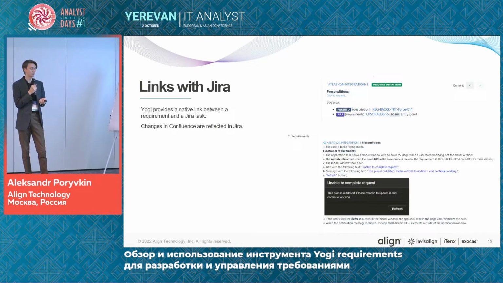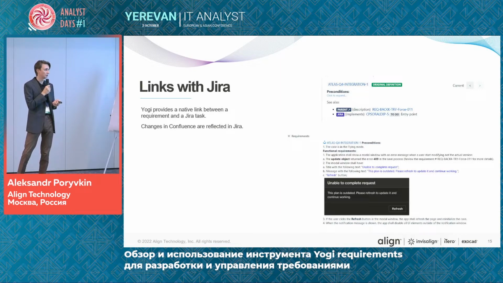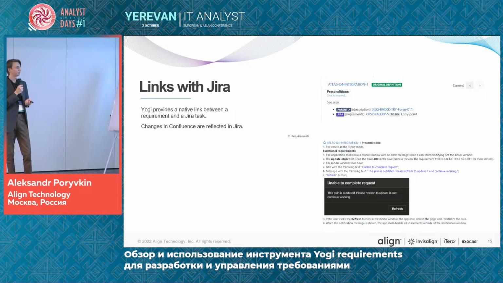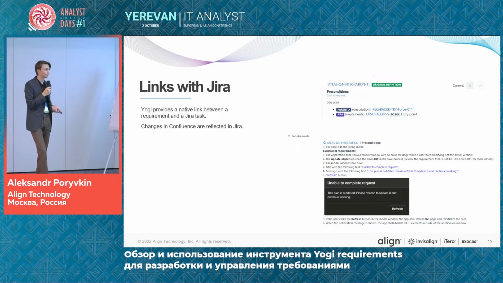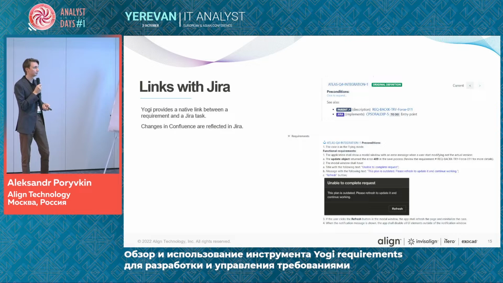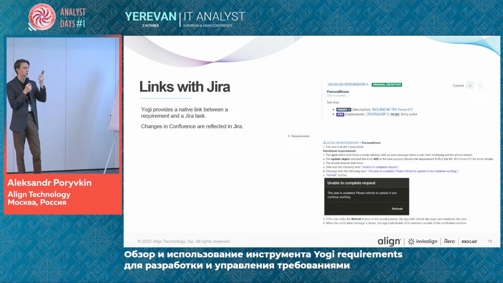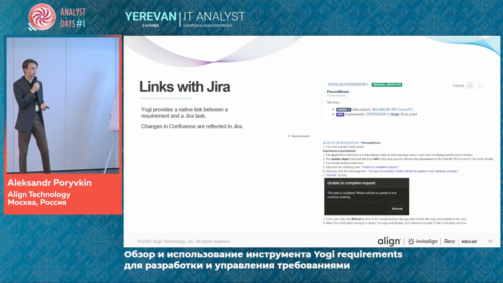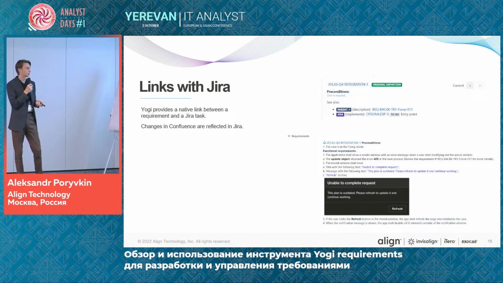Links with Jira. This plugin provides a native link between a requirement and a Jira task. Changes in Confluence are reflected in Jira. On the right-hand side, the top picture gives a snapshot from Confluence. You see a Jira link. By clicking the hyperlink, you can go to the task in Jira with its status. In Confluence, it's in reverse.